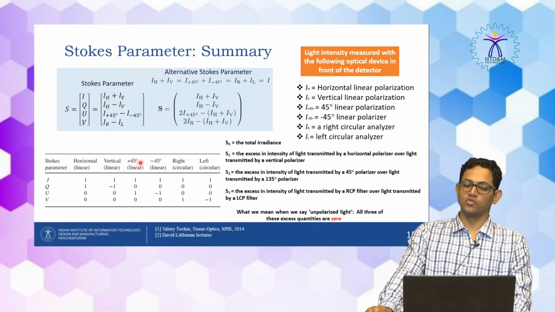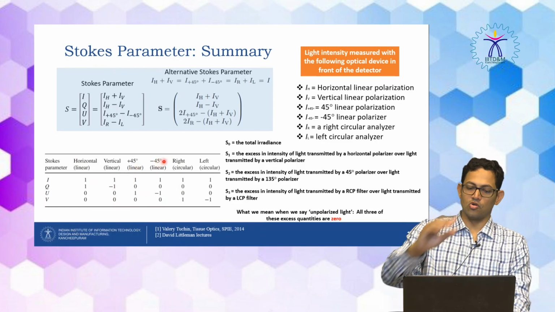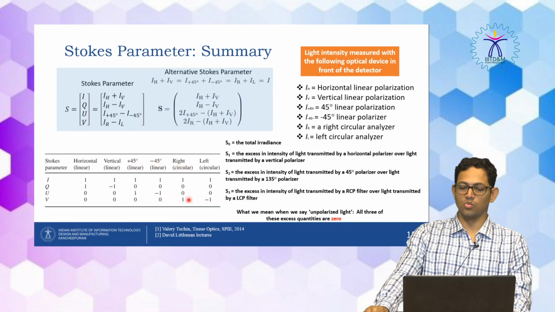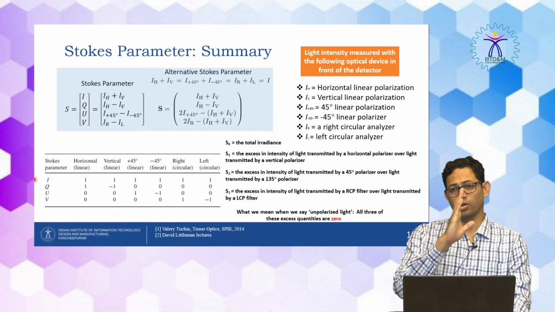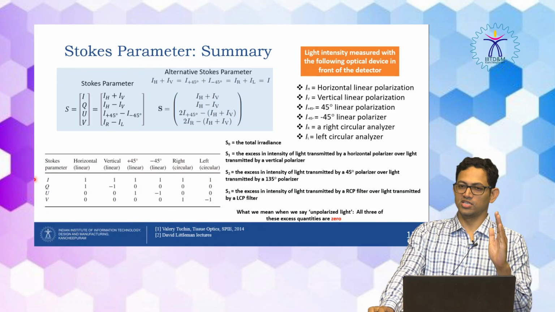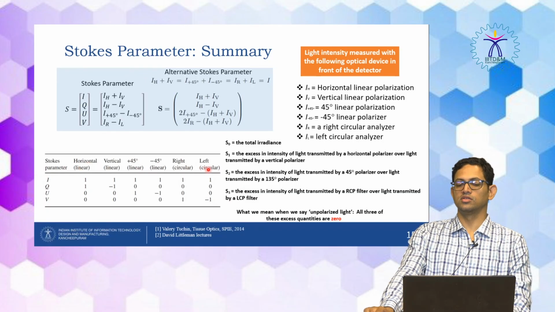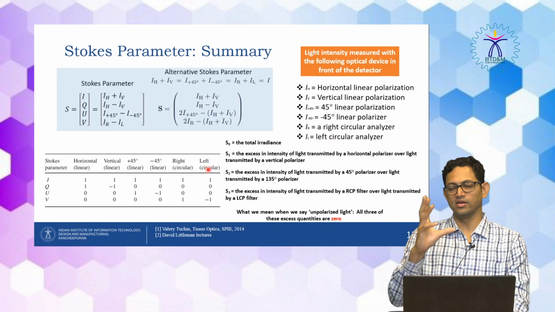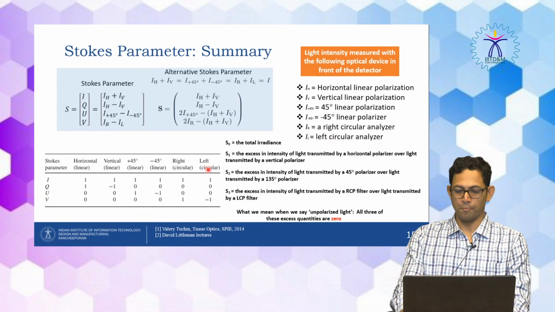Similarly, for plus 45, you have 1 0 1 0. For minus 45 degrees, you have 1 0 minus 1 0. For a right circular polarized light source, you have 1 0 0 1, and for a left circular polarized light source it is 1 0 0 minus 1. So this is how you can write the Stokes parameters for each light source which is polarized in a certain direction. We have mentioned only 6 directions as of now. If it is any other direction, you can write it in terms of theta.